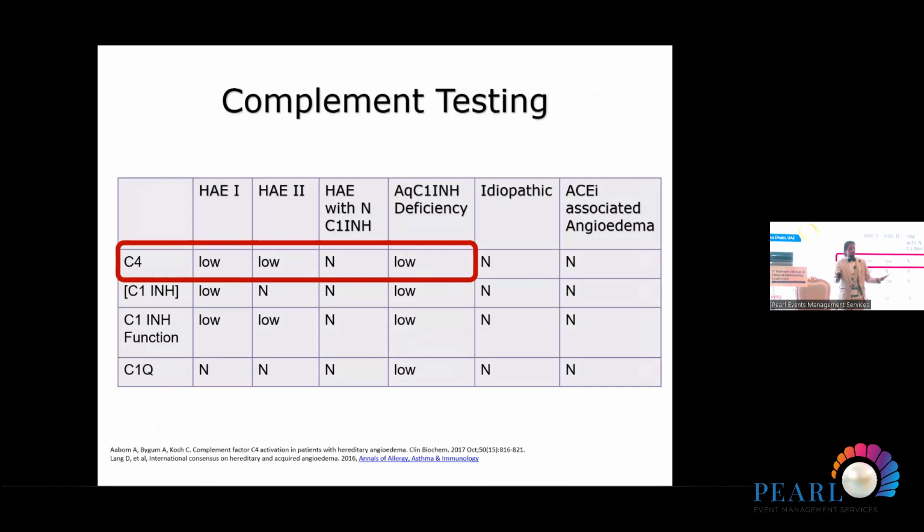Complement C4 is always low, as we all know, and that's commonly in type 1 and type 2. If you've got everything low, that's your type 1, which, we know, is more than 75% of hereditary angioedema. If only the function is low, then we're thinking about type 2, which is only around 15% of hereditary angioedema. The problem is those group of patients with hereditary angioedema from the history, but everything else is normal.